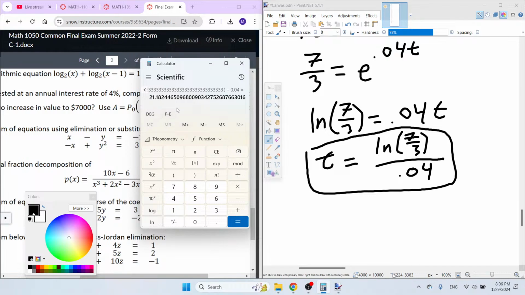So anyway, this gives us 21 years. So this investment will grow from 3,000 to 7,000 in 21 years. Well, and a little bit.